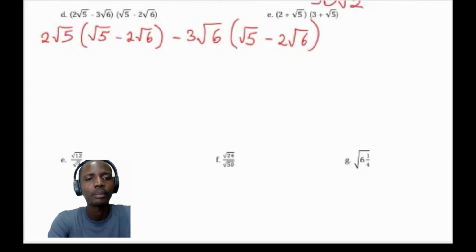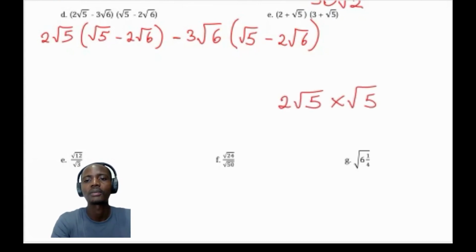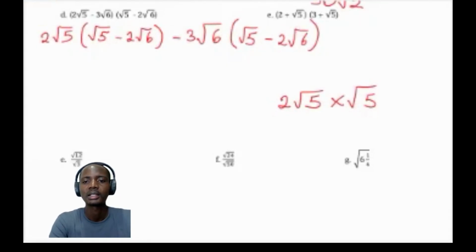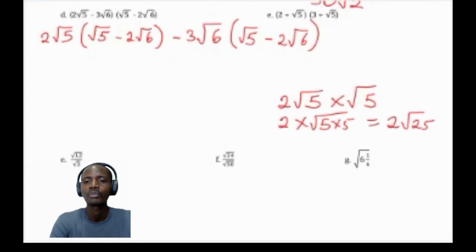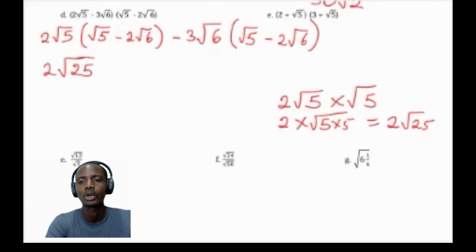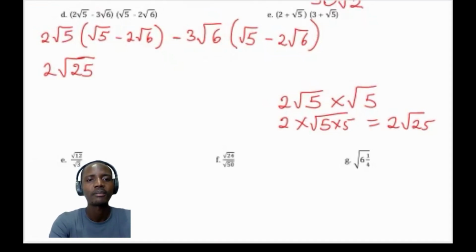So 2 root 5 multiplying root 5. So we're having 2 root 5 times root 5. And that is 2 times root 5 times 5, which is 2 root 25. I believe that is easy enough. So we know that 2 root 5 times root 5 gives us 2 root 25. Yes, we can still simplify this, but let's go on. Now, 2 root 5 multiplying 2 root 6. What do you think we have?